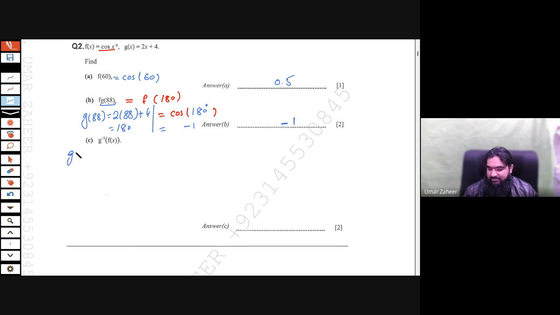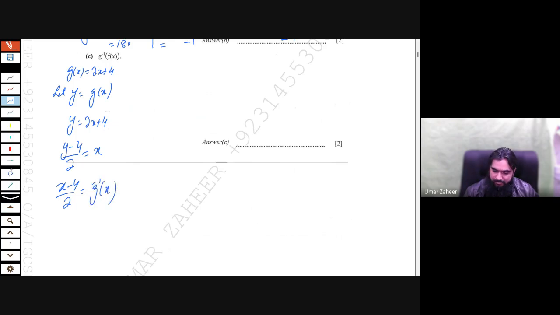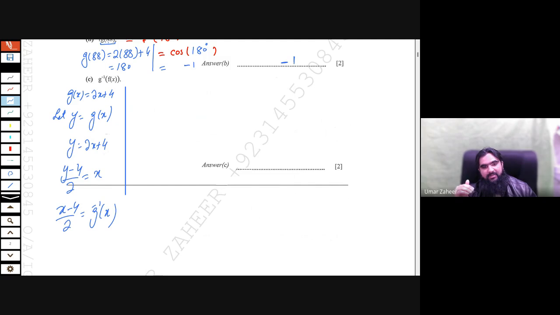We have g of x function is 2x plus 4. Do the same steps for the inverse. First of all, take y is equal to g of x. So y is equal to 2x plus 4. Now make x the subject. So y minus 4 divided by 2 is equal to x. Now replace y with x and x with g inverse of x. So up to here, we just make x the subject and find g inverse of x.